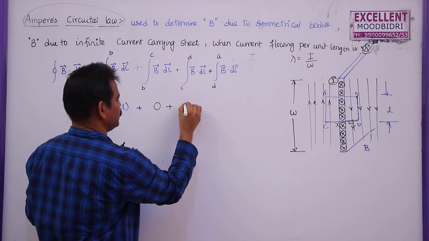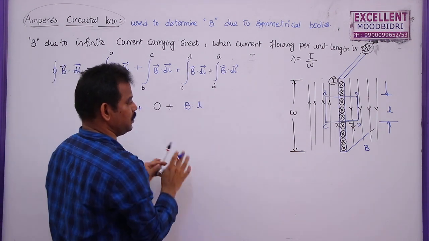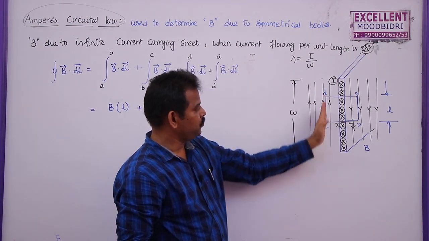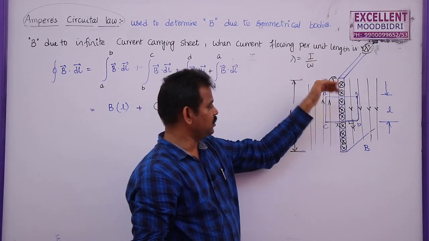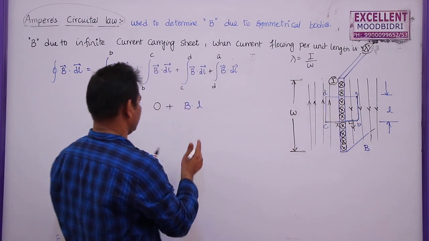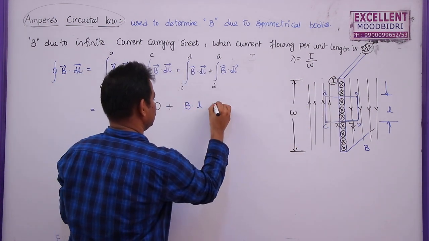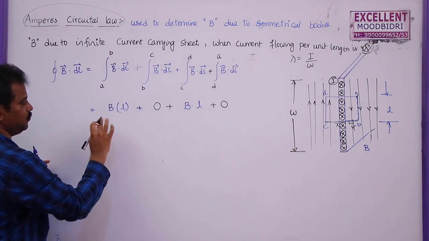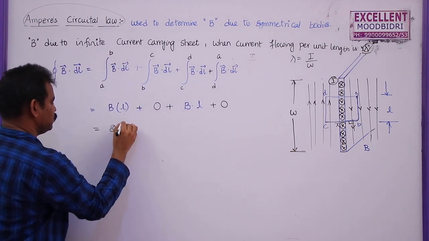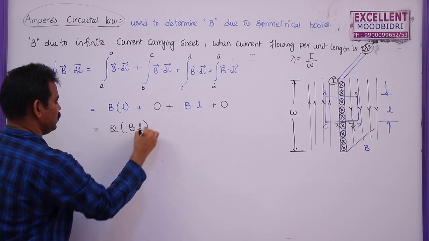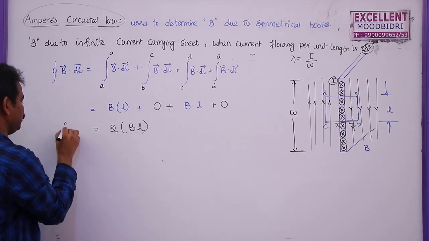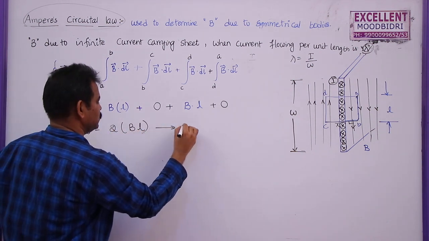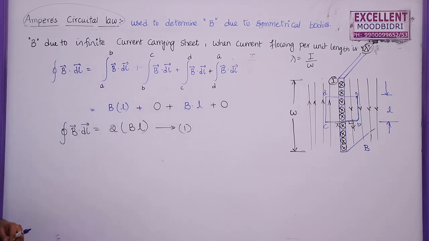And here this is once again B into L. Why? Because here I am moving from C to D and the field is also acting in the same direction as CD, and here it is perpendicular. So once again this is equal to 0. So the total magnetic field, if you add this, you will get 2 into BL. This is the line integral of B bar dot dl bar. This is equation 1.